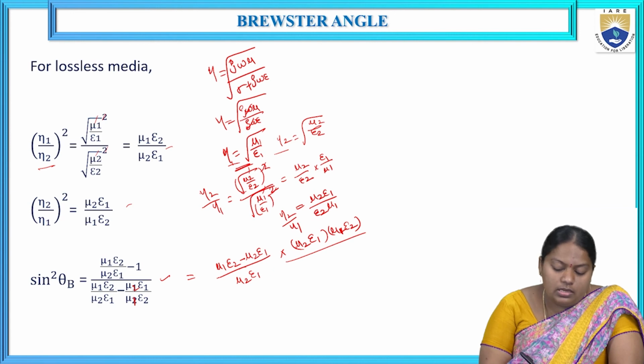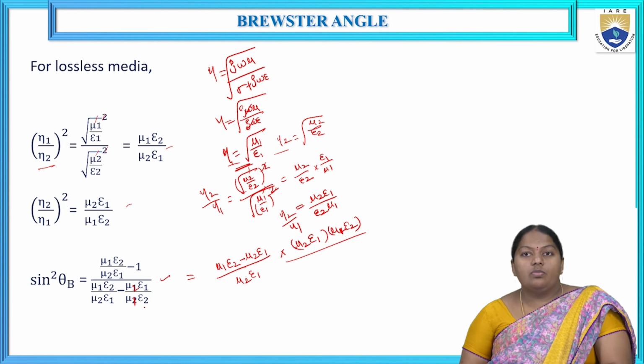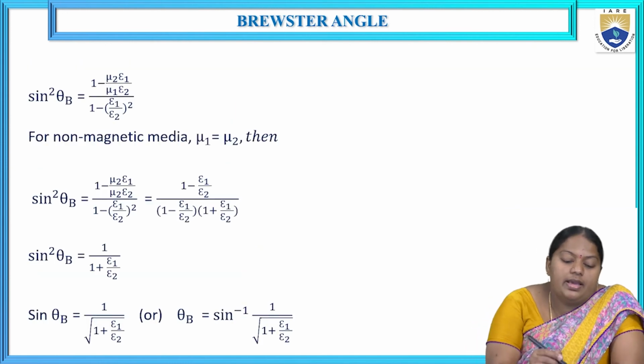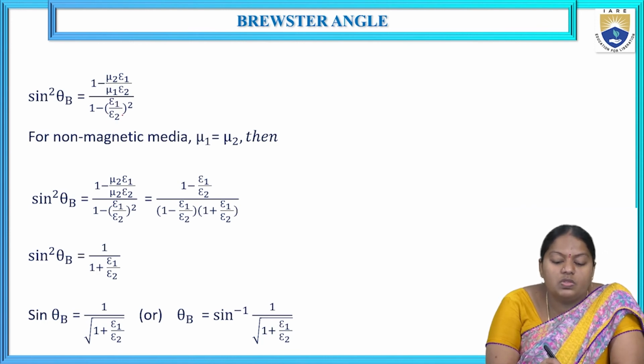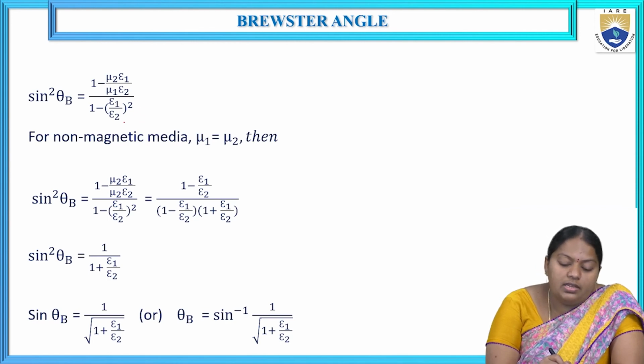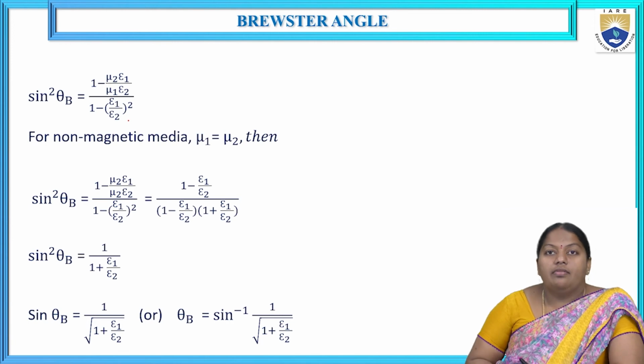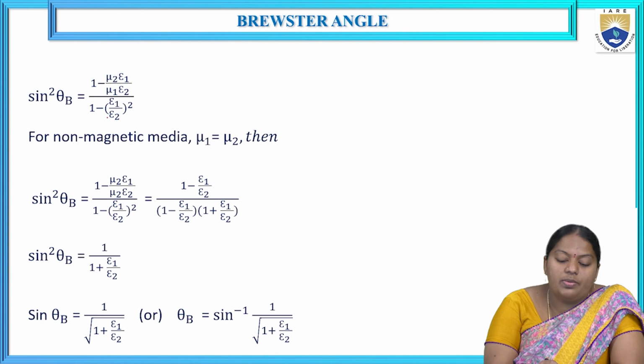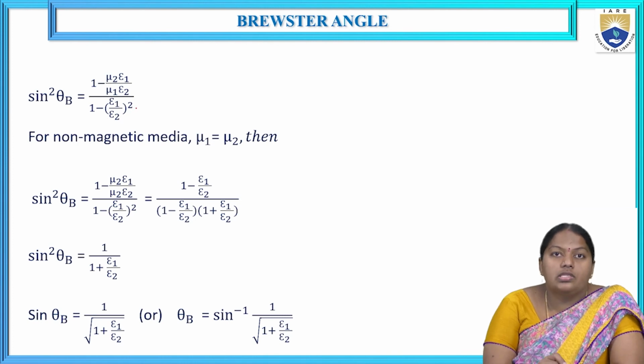So this and this get cancelled, meaning mu2 epsilon 1 and mu2 epsilon 1 get cancelled, both in the numerator and denominator. Then it will be obtained as here. In the denominator, these two are to be left out, that is (1 minus epsilon 1 by epsilon 2) whole square. In the numerator, 1 minus mu2 epsilon 1 by mu1 epsilon 2. Right? So upon simplifying, in the denominator, only the electric permittivity values are left out. Those two are (1 minus epsilon 1 by epsilon 2) whole square.